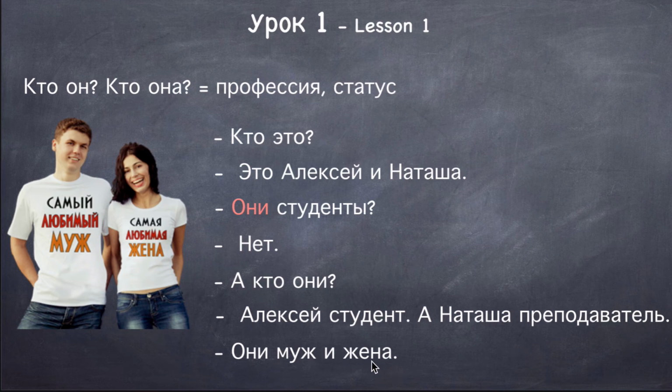Now, if I pronounce this all together, like in life, people do not separate words, but pronounce them together, listen how I will say this. Они муж и жена. Они муж и жена. If you notice, this E now sounds like U. This is a common pattern when E is preceded by a consonant.